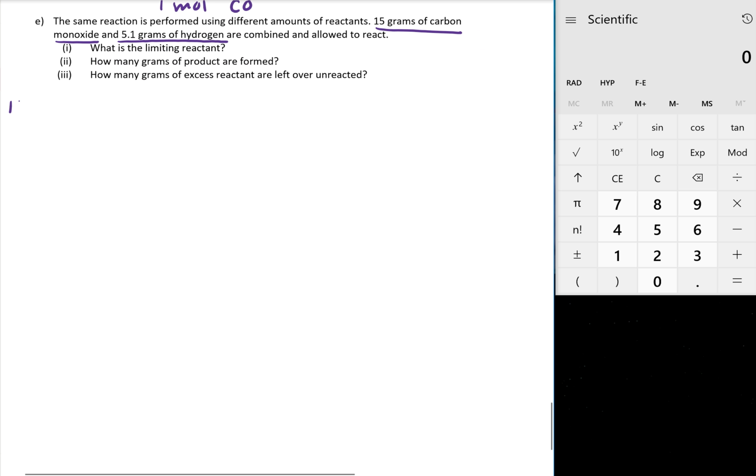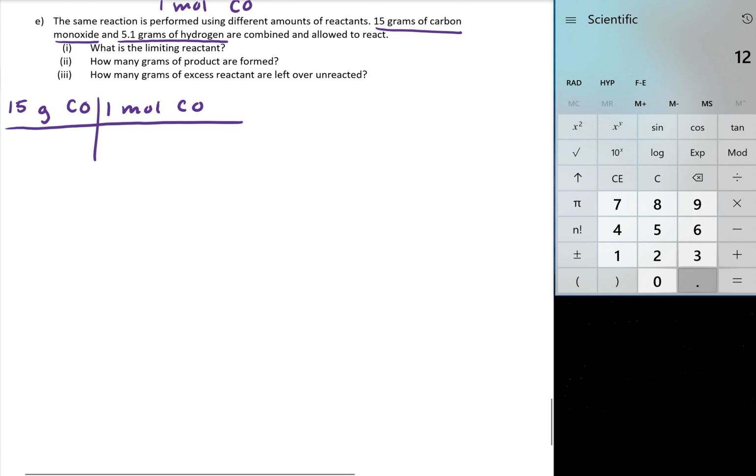So we're going to take 15 grams of carbon monoxide and convert that into moles. Looking at the periodic table, we're going to calculate the molar mass of carbon monoxide. Carbon is 12.01 and oxygen is 16. So there's a molar mass of 28.01 grams per mole of carbon monoxide. Those grams cancel and you're left with moles of CO.